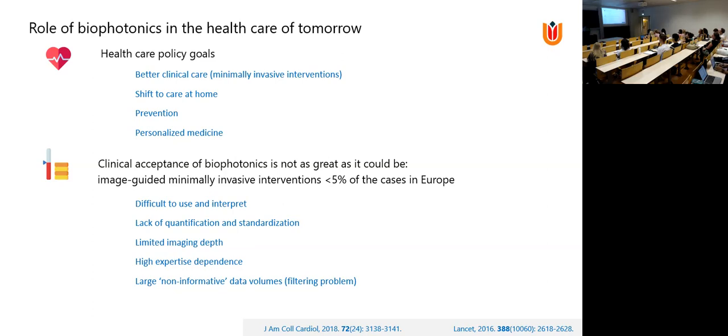There is a shift to care at home, so there's a shift to prevention. And also a very intriguing policy goal is personalized medicine. So not one big treatment that fits all patients but will work on average, but really trying to make a personalized diagnosis of the patient and tailor the treatment.